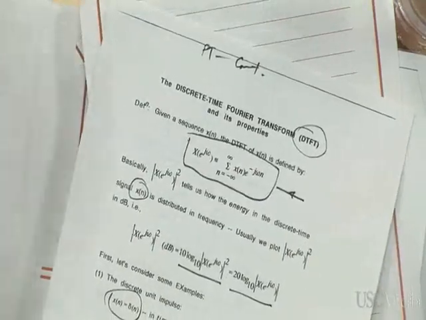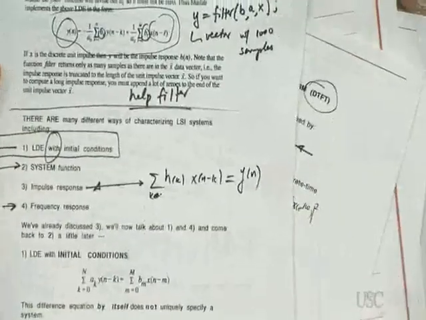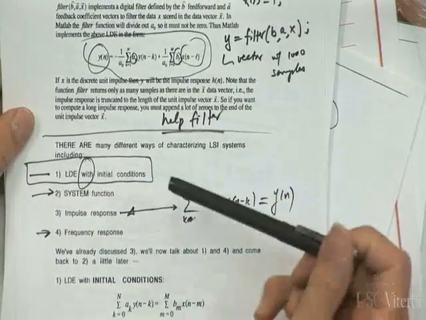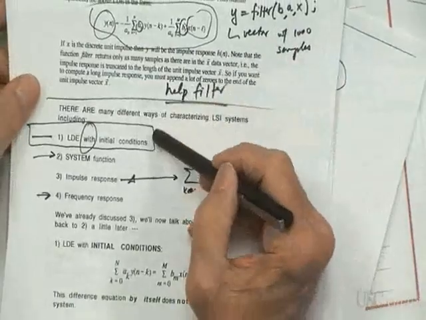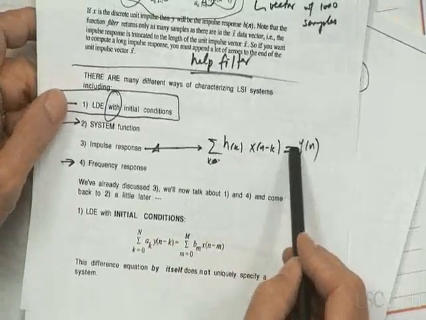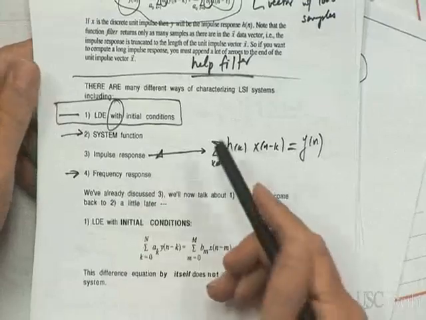And then where I want to start off tonight, and I don't have a lot more to say, is the discrete-time Fourier transform. I don't know if you recall, when we started talking about this section, we mentioned that there were several ways of characterizing a linear shift invariant system, an LSI system. One way was the linear difference equation with initial conditions. We've talked about those and the role initial conditions play. Impulse response, we even talked about in the first set of lecture notes. And now we're going to discuss in a little more detail the frequency response. We started on that last time. And we'll wait till we talk about Z transforms to discuss the system function.